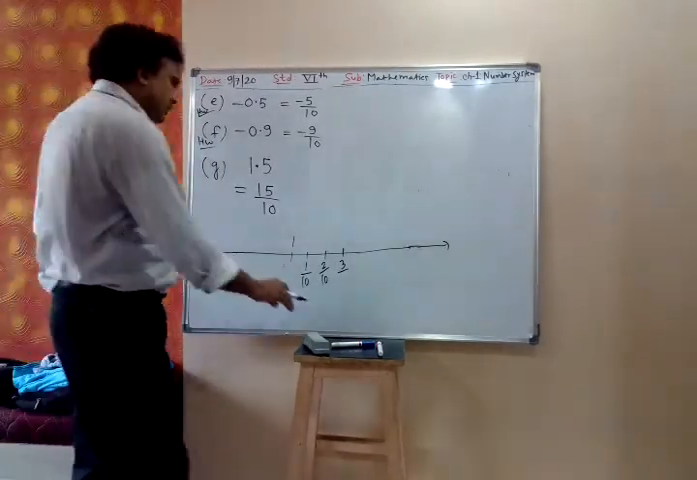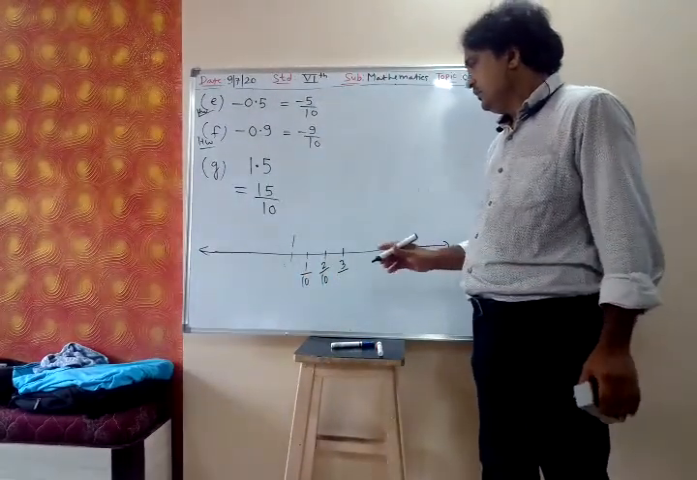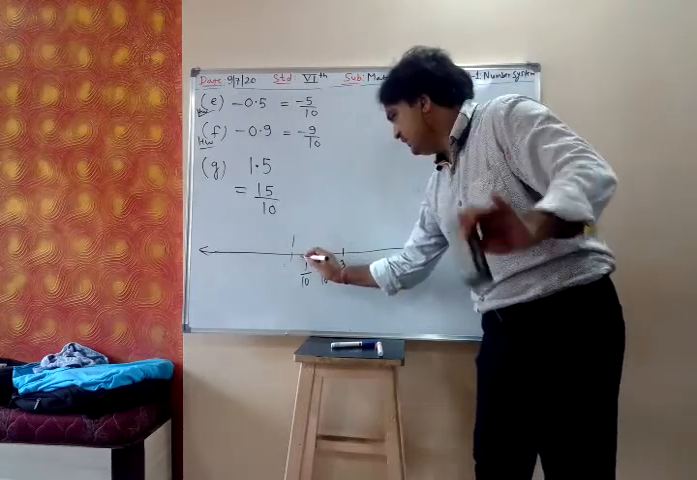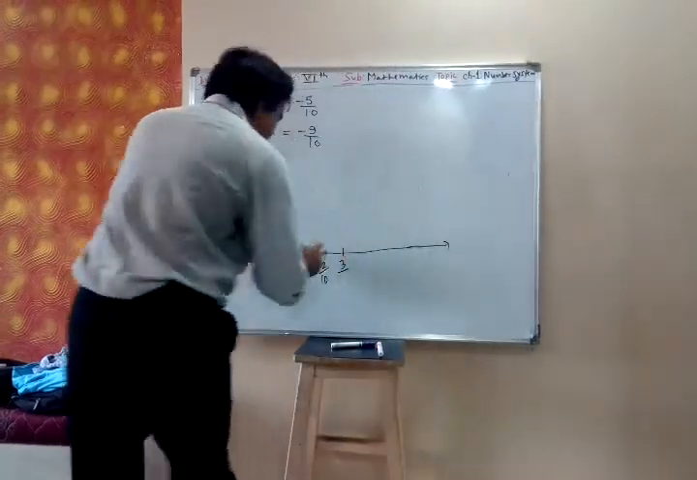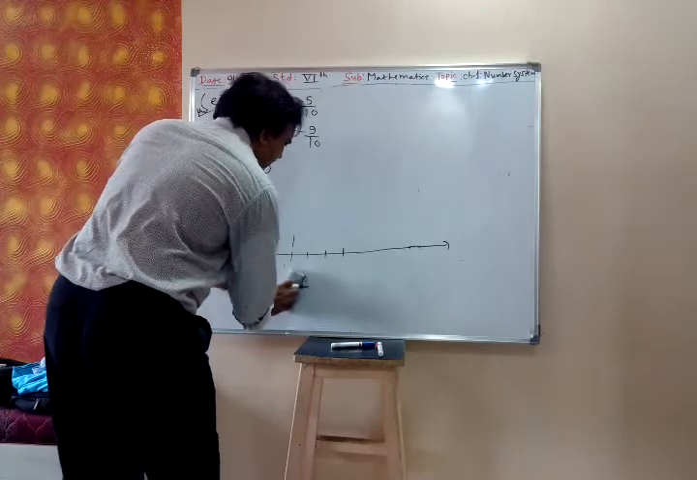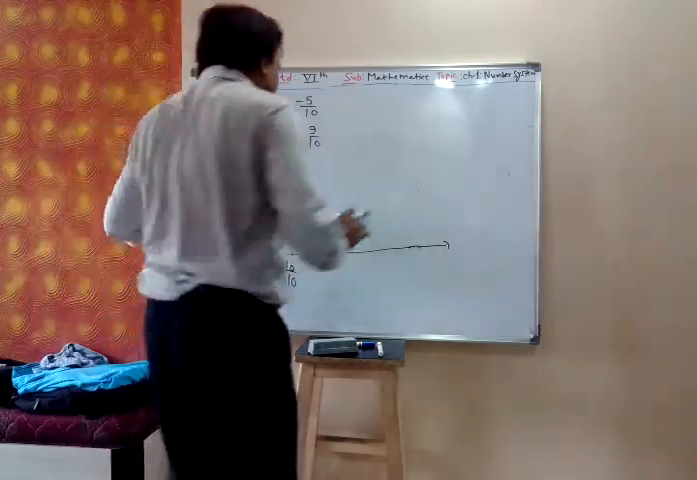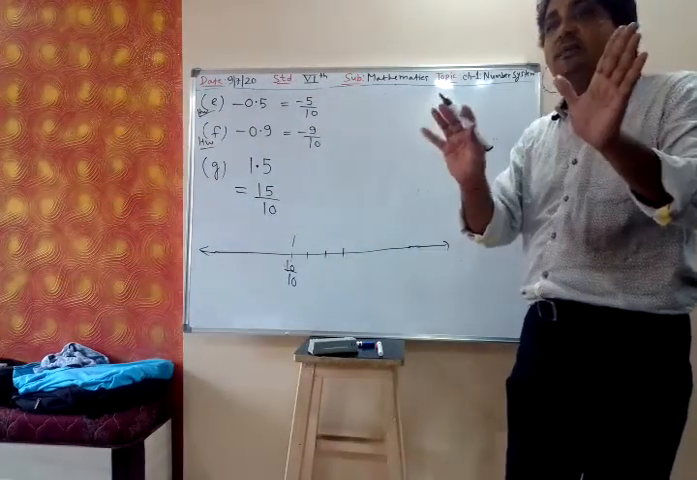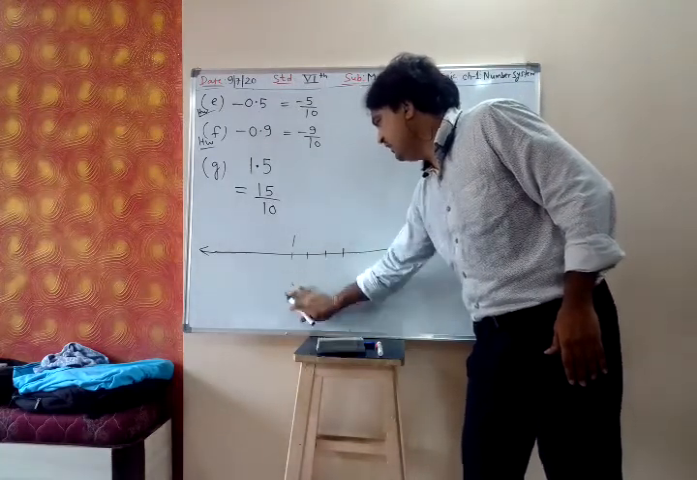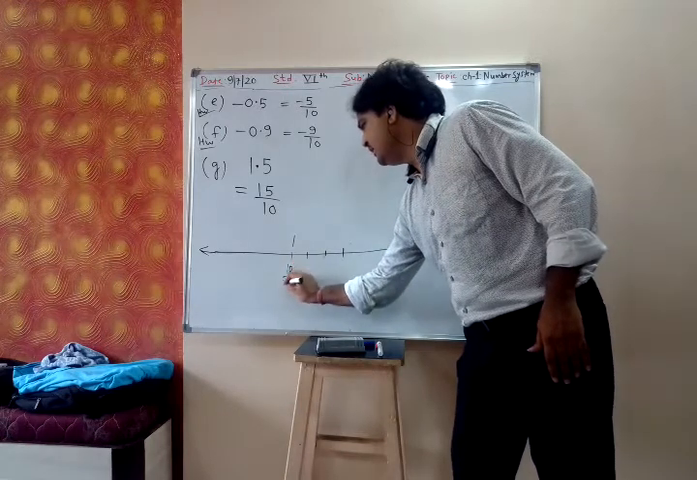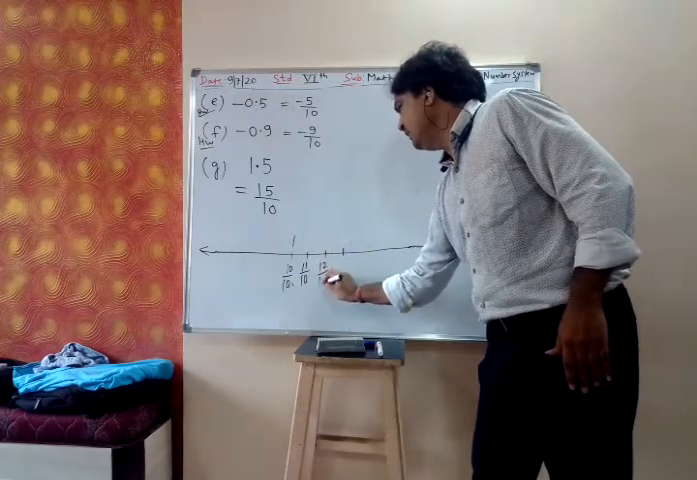See here, this you will write. Let me explain. 1 I can write as 10 upon 10. What is this 1? 10 upon 10. 1 means 10 upon 10, no. Then next is 11 upon 10. Then next is 12 upon 10.